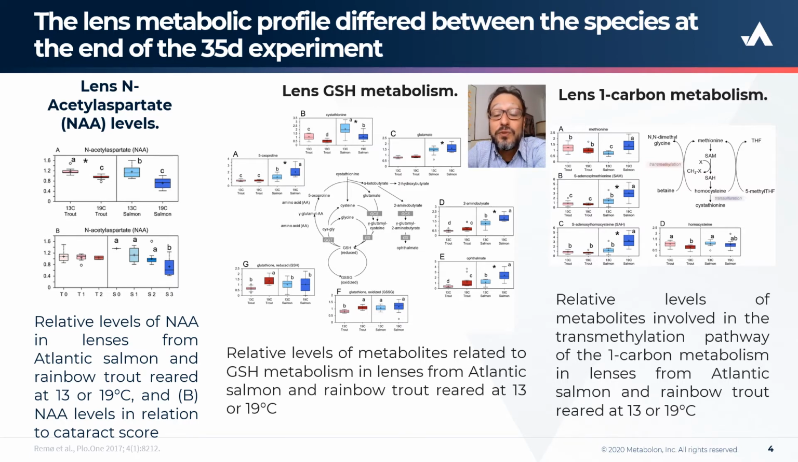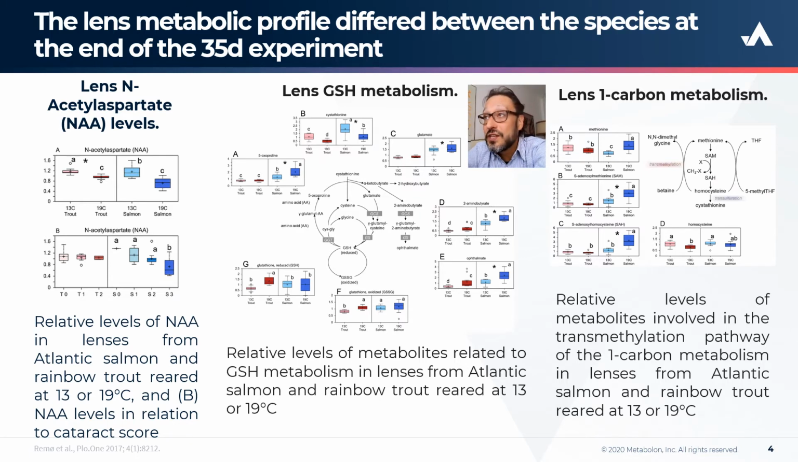And together with the reduced concentration of N-acetyl histamine in the rainbow trout lenses reared at higher temperature, this suggests an increased usage of osmolytes at higher temperature. And in addition, the Atlantic salmon lenses had lower levels of NAA in lenses with a high cataract score, supporting a connection between the lens ability to osmoregulate and cataract formation.